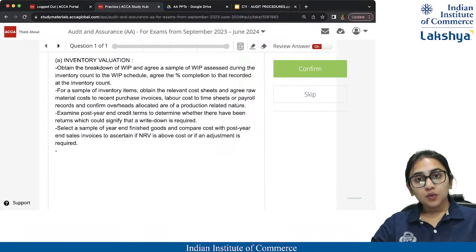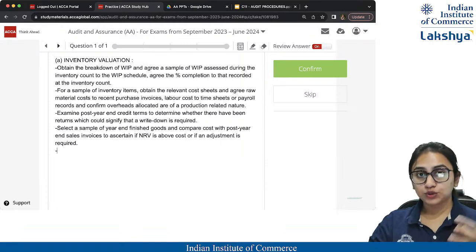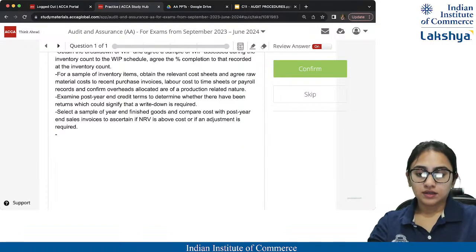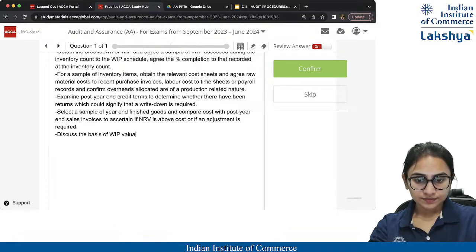Then work in progress needs to be valued on certain grounds. Is the work in progress valuation appropriate? So discuss the basis of WIP valuation with management, that is on what basis the management has valued it, and assess its reasonableness. Okay.